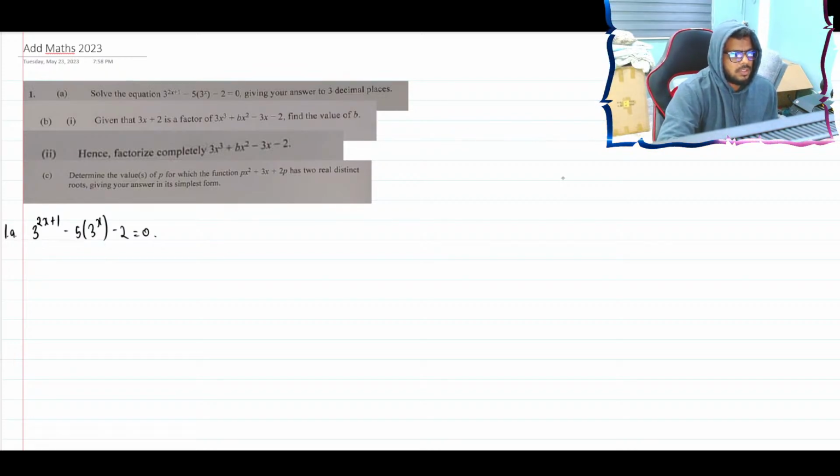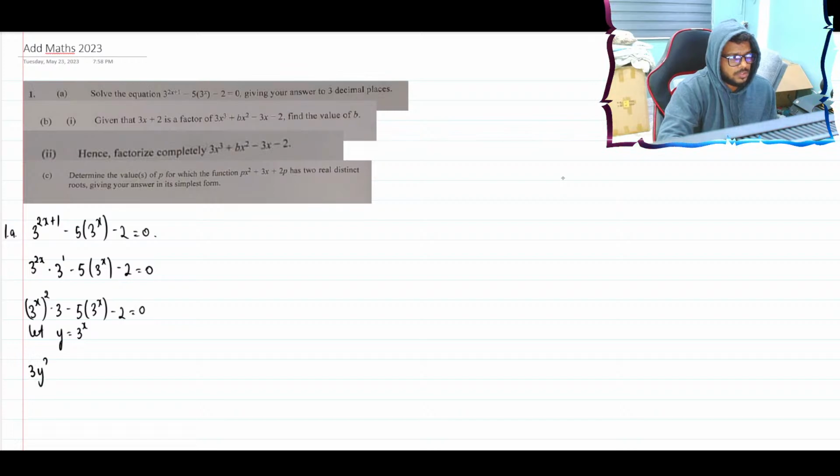So I'm going to split this up. 3 to the power 2x multiplied by 3 to the power 1, minus 5 into 3 to the power x, minus 2 is 0. That becomes 3 to the power x, all squared, multiplied by 3, minus 5 into 3 to the power x, minus 2 equals 0. Let y be equal to 3 to the power x. So I end up with 3y squared minus 5y minus 2 is equal to 0.